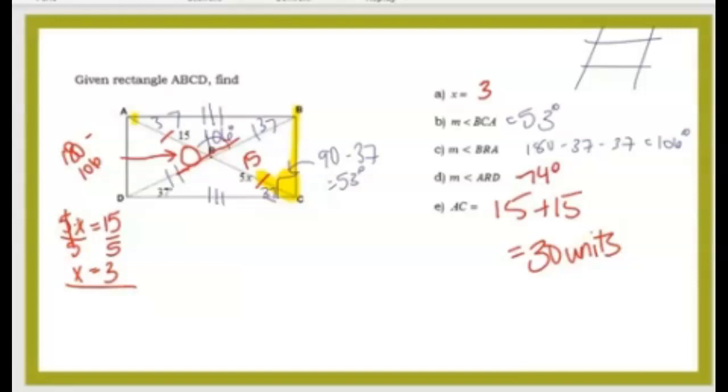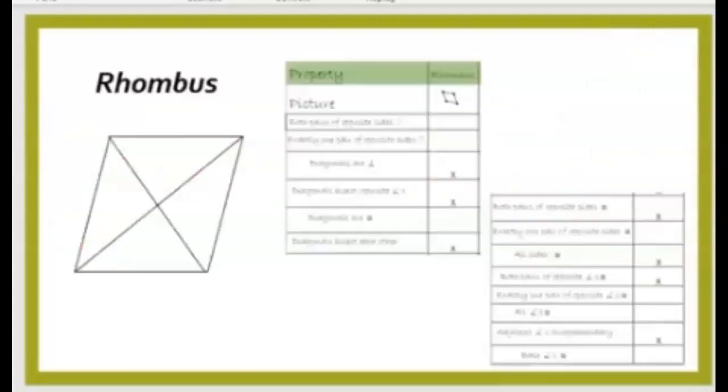All right, so you can see how we're using all the different properties of a rectangle to sort of work ourselves through the picture and find the missing values. And we're going to do that for each of the shapes. So here's the rhombus. Again, you want to take a pause. Make sure you have all of these items marked in your diagram for rhombus.